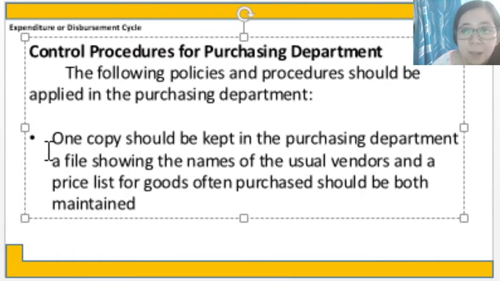Another is one copy should be kept in the purchasing department file, which shows the names of the usual vendors and a price list of the goods often purchased. So this should be both maintained. Okay, so here, this is for reference purposes, as well as retaining the vendors which normally provide the items which are needed and the cost that the entity can afford to pay for such orders.